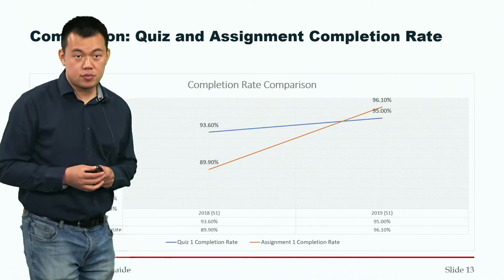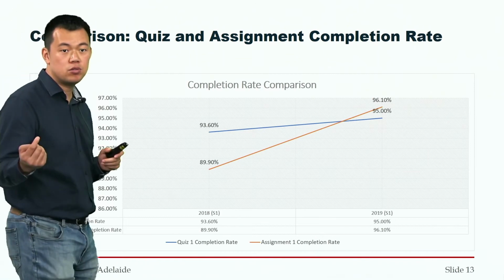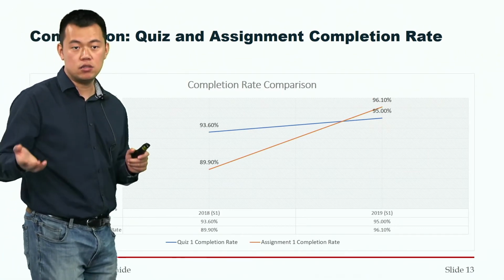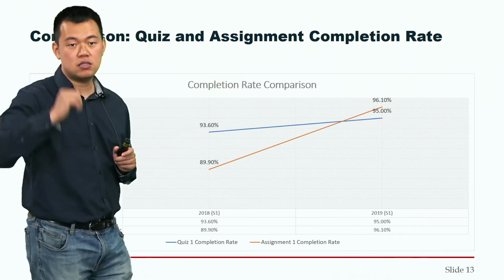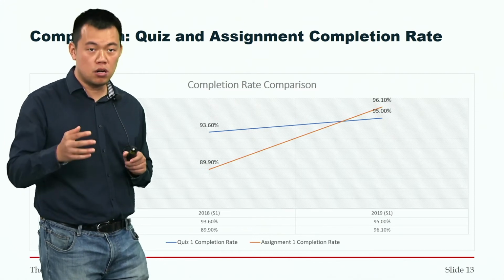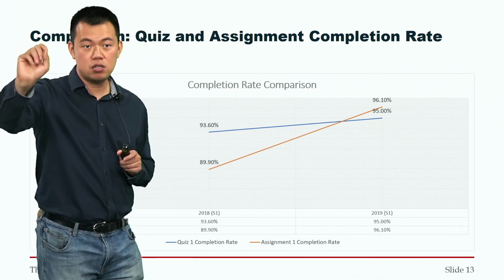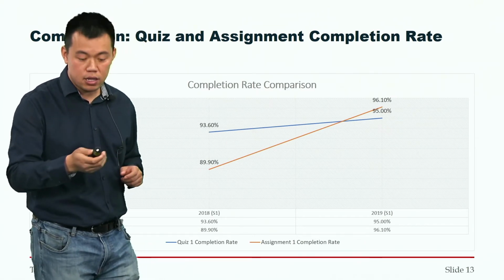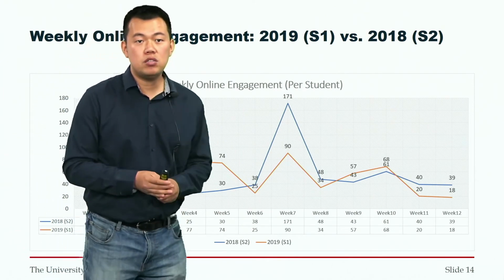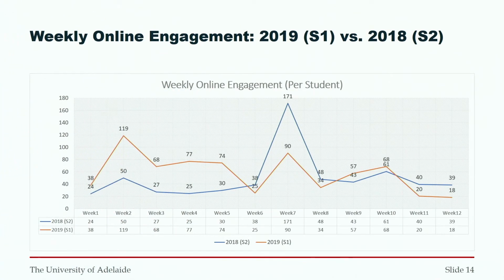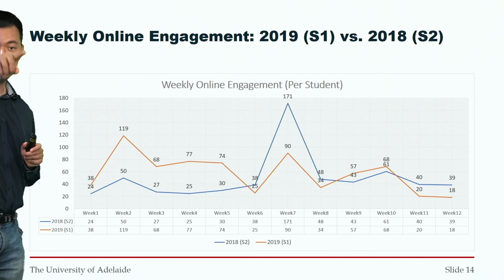And if you compare the quiz and assignment completion rate in semester 1 2018, when OnTask was not introduced to the course, and semester 1 2019, when OnTask was introduced, there is a significant rise of the completion rate in semester 1 2019. Also interesting is the weekly online engagement per student. If you see the weekly online engagement from students in semester 2 2018, when we didn't use OnTask, the engagement happened suddenly, like that blue line, just before week 7.